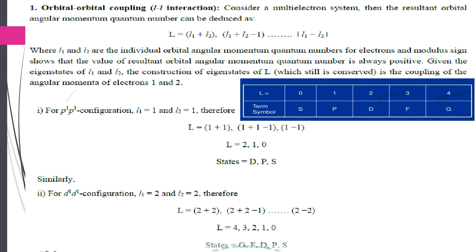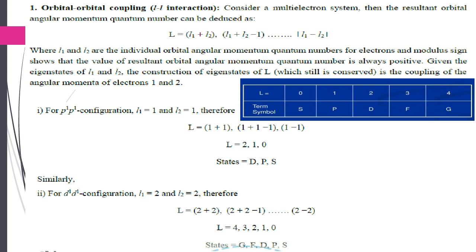For the resultant orbital angular momentum quantum number, capital L is equal to L1 plus L2 down to L1 minus L2. L1 plus L2 is 2, L1 minus L2 is 0, and between them there is one more value, which is 1. So the total L values are 2, 1, 0. For L equal to 2 the term symbol is D, for 1 it is P, and for 0 it is S.